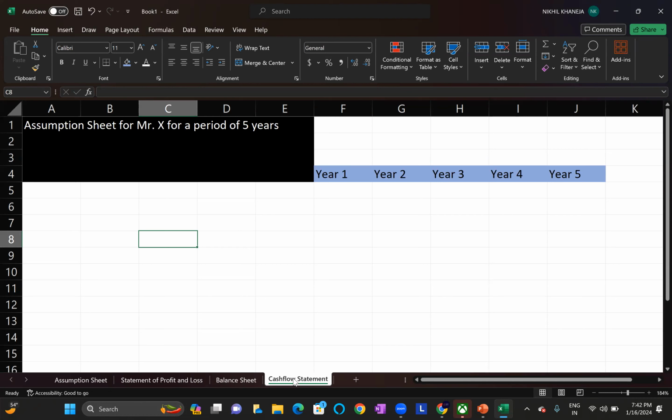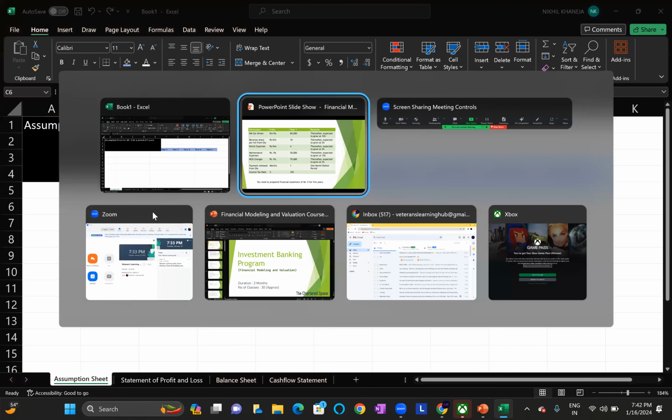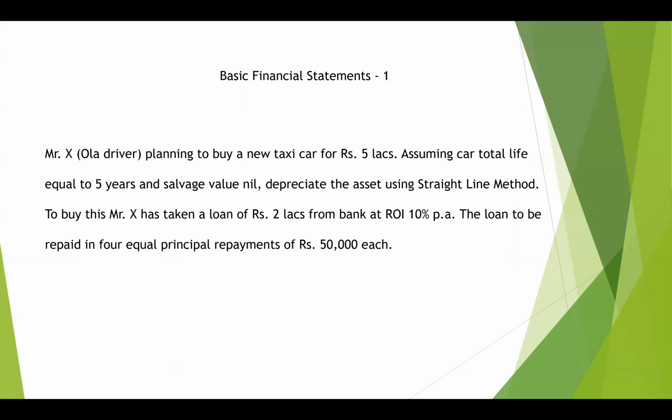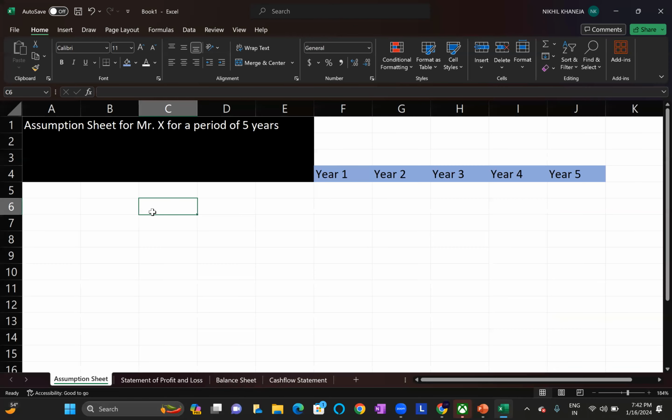Okay. So now I can start my working on assumption sheet. We move to case study again. Mr. X, Ola driver, planning to buy a taxi car for 5 lakh rupees, and he has taken a loan of rupees 2 lakh from bank, and the rest 3 lakhs have been introduced by him from his own funds. So what is owner's capital? It is 3 lakh rupees.